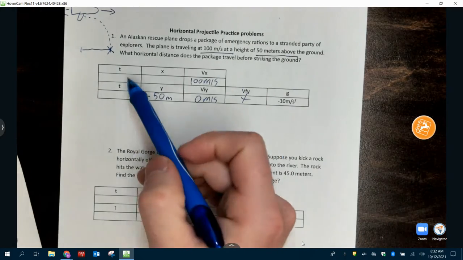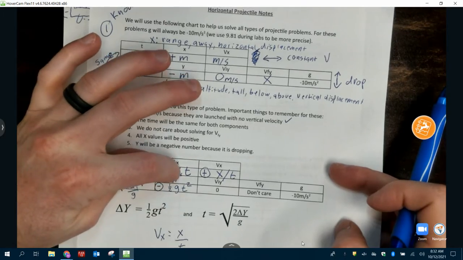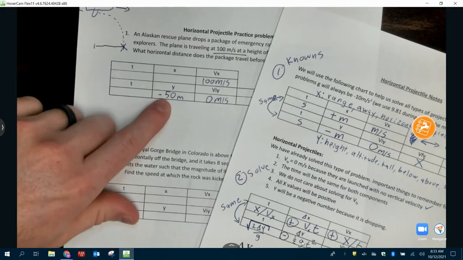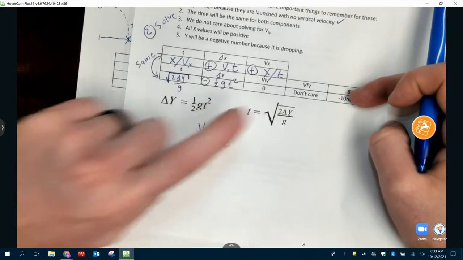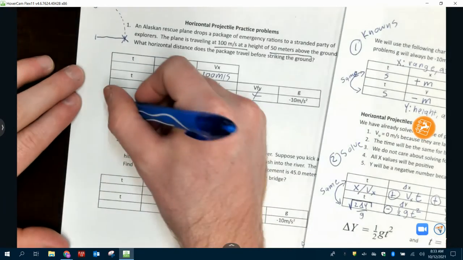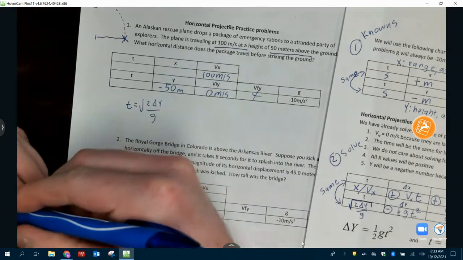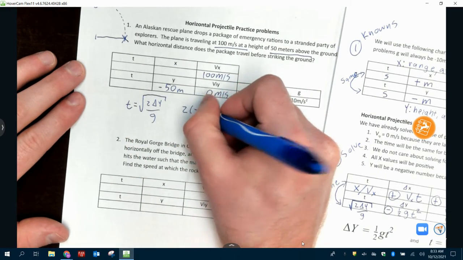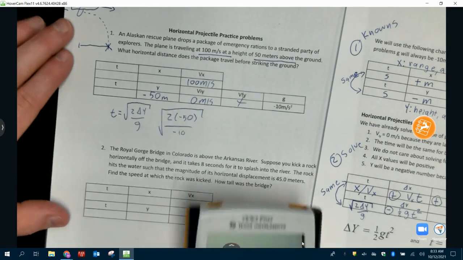Because each of these equations has two things. If I wanted time, I'd need x over vx, and I don't have both of them. If I need Vx and T, I don't have both of those, which means you got to solve on the bottom table. If you have Y or you have T, you start on the bottom. That's the easiest way to do it. So I want T. T is this equation here, square root of 2 delta Y over G. So T equals the square root of 2 delta Y over G. And we're going to plug in our numbers. 2 times negative 50 over negative 10 and square root.